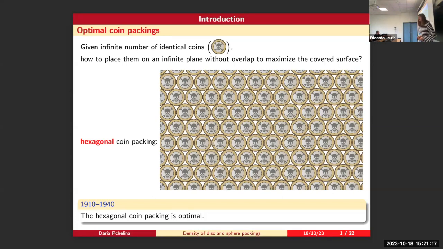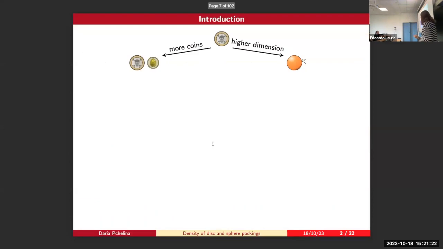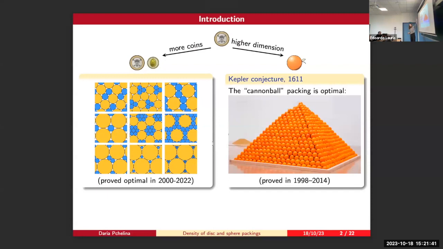Okay, so now I propose to you to generalize this problem. Now we have two possibilities. We can either consider packings by more coins, like 2 first of all, or consider sphere packings in higher dimensions. So the first step would be 2 coins, and 1 orange in 3D.